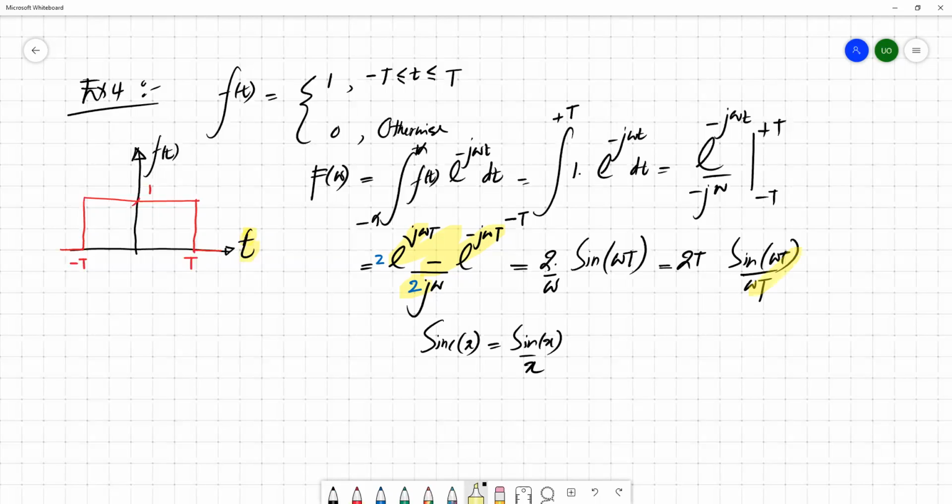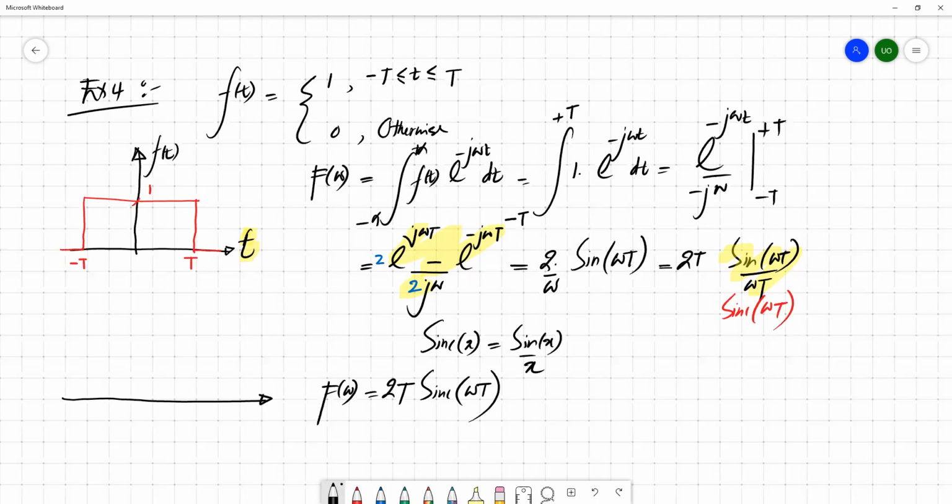So this is a sinc function. F(omega) equals 2t times sinc omega t. If you plot it, you know how to plot this sinc function. This is omega, and this is capital F of omega. It's something like that. Here the peak value is 2t.